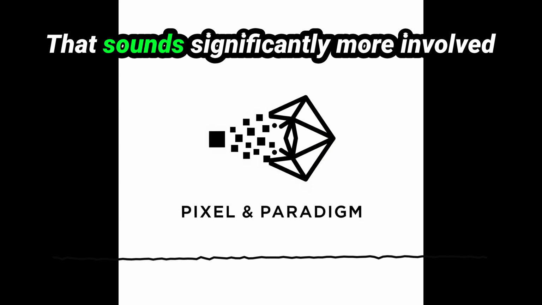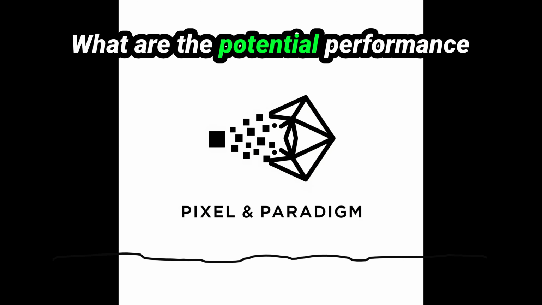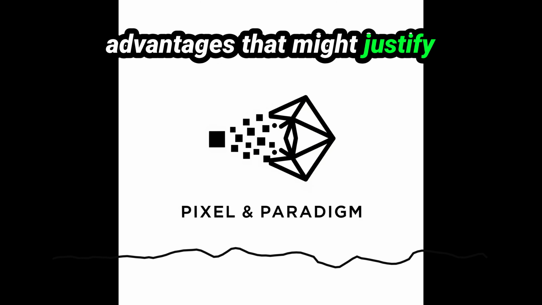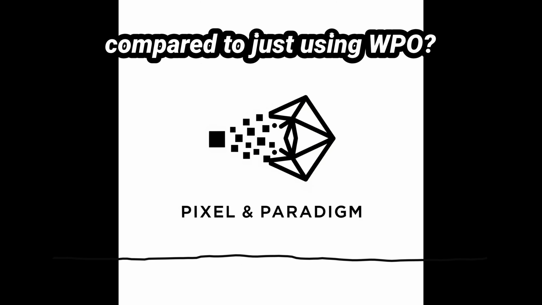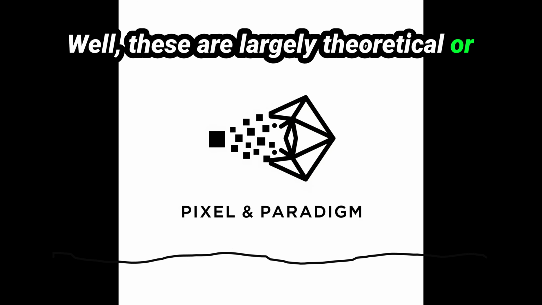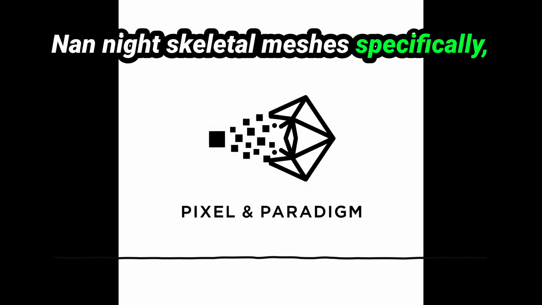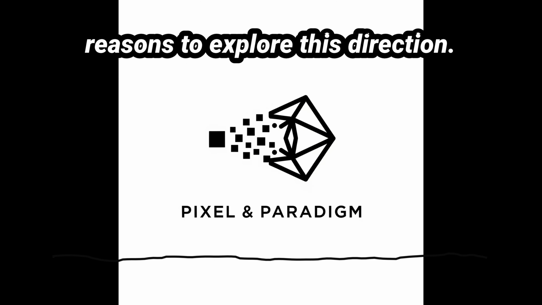Okay, that sounds significantly more involved than just tweaking a material. What are the potential performance advantages that might justify going through all that complexity compared to just using WPO? Well, these are largely theoretical or based on early experimental results for Nanite skeletal meshes specifically, but they are potentially very compelling reasons to explore this direction.